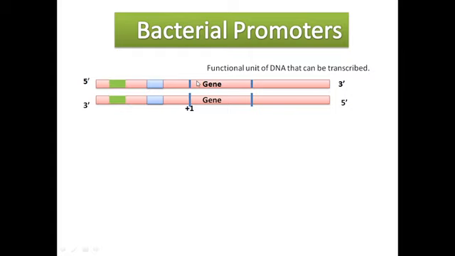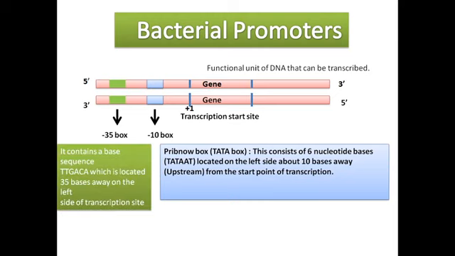Now, this is the gene, and the sigma subunit recognizes certain sequences. In bacteria, we have two promoters, two consensus sequences. One is the -10 box. Why -10? Once the RNA polymerase recognizes these promoters, it starts the transcription, and the first nucleotide which is added, we call it +1. That is called the transcription start site. The transcription start site is the site at which the first nucleotide has been added.